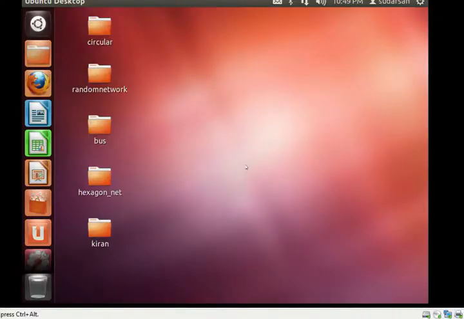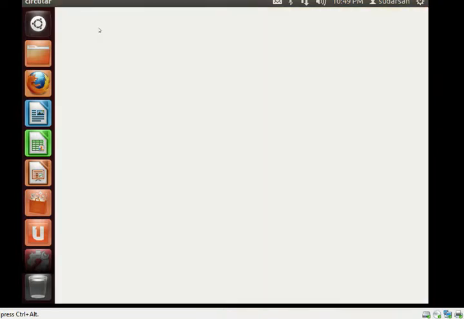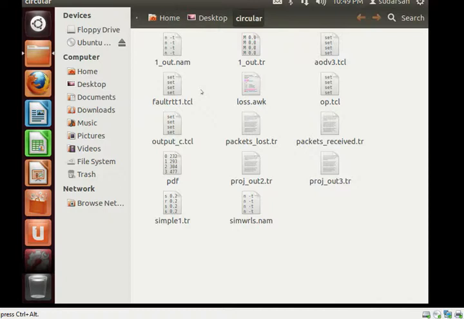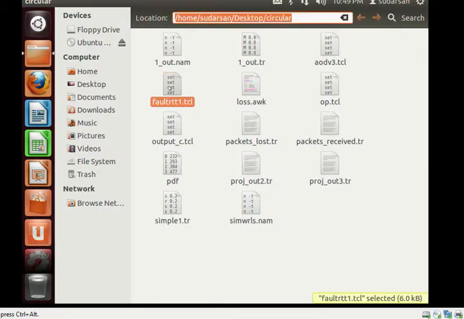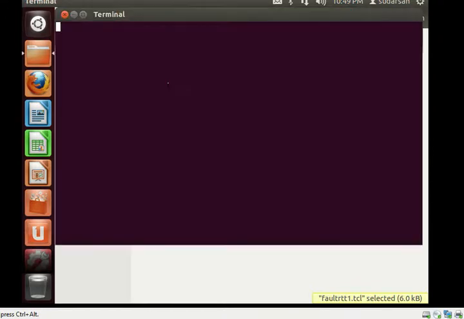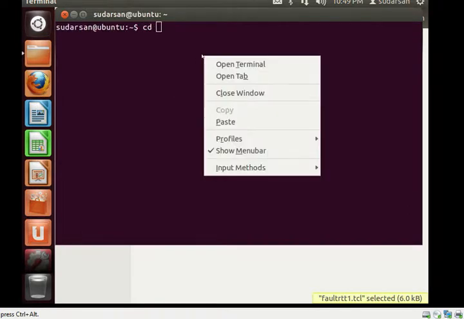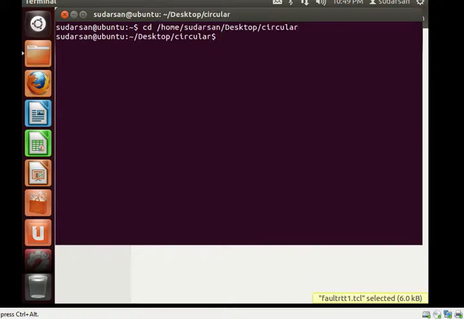Now let us see the software implementation. It is done with the help of Ubuntu OS. Our file is located as fault rtt1.tcl. Our code can be implemented only in the terminal. So we can just open the terminal and copy the location of our file. And in order to run our file, we have to type ns and the file name.tcl.